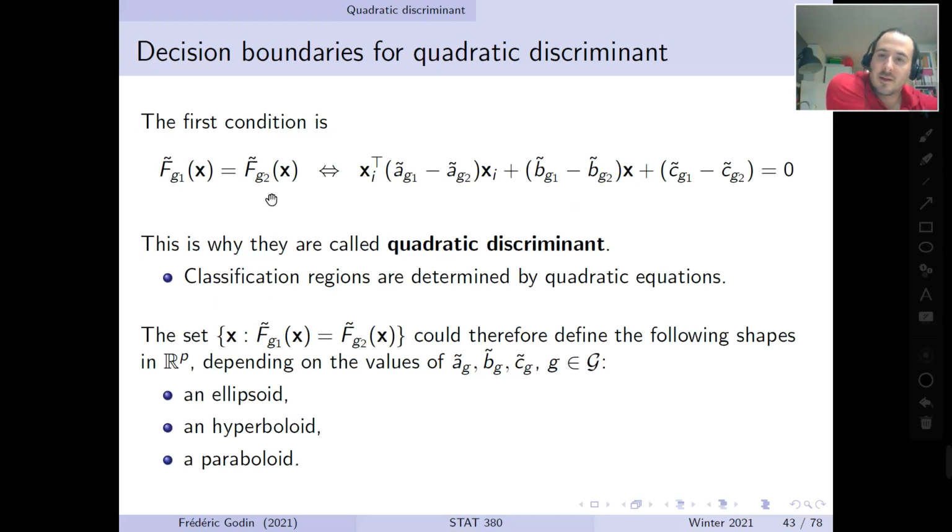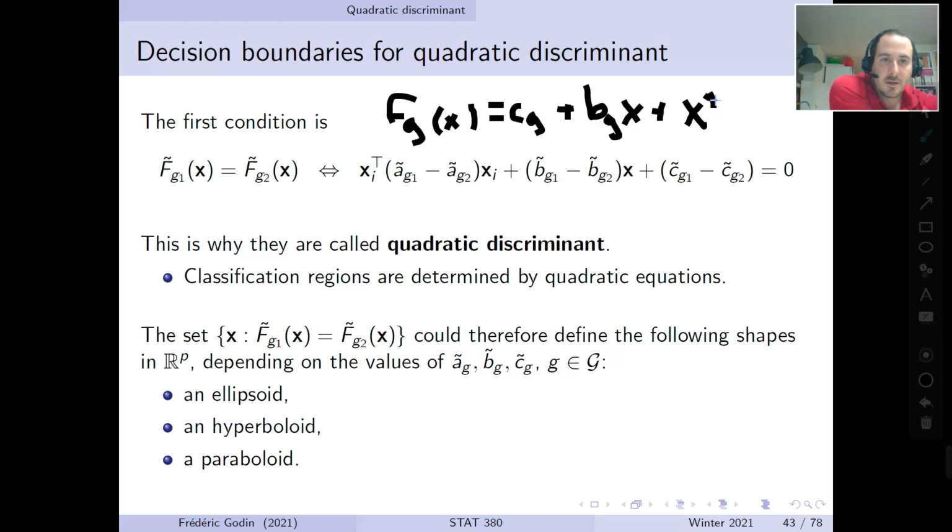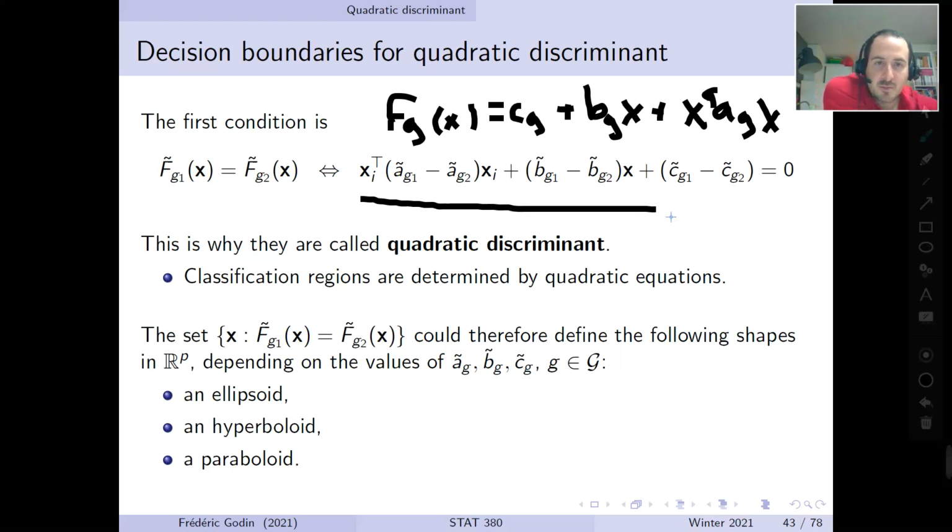Okay, so the first condition, if we apply this, becomes the following. f tilde g1 is equal to f tilde g2. Well, we can replace f g1 and f g2, so recall that f_g(x) is c_g plus b_g x plus x transpose A_g x. So we can substitute the f's by this expression, and if we do that, we obtain the following expression. Here there shouldn't be i's. But we obtain the following expression here.